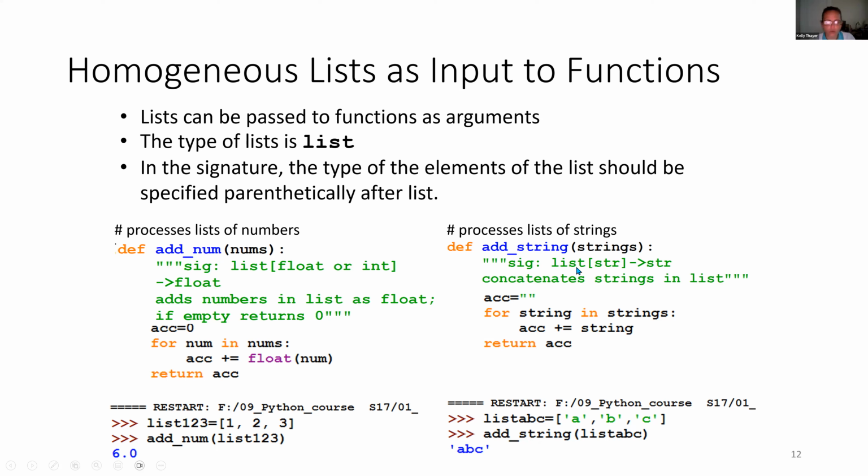So here we're going to do list of type string. So I'm putting string inside my square brackets to indicate that it's a list of strings. And we are going to get a string out. It's going to concatenate strings in a list. Remember that concatenation is what the plus is overloaded to do. We will start off our accumulator being equal to the empty string.